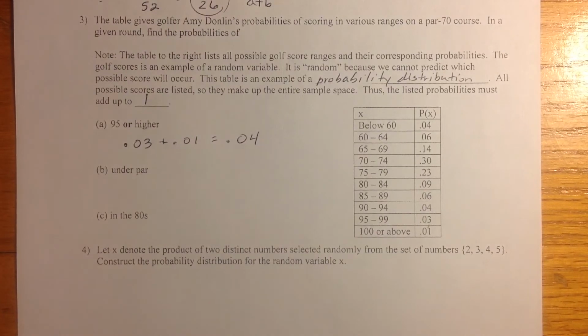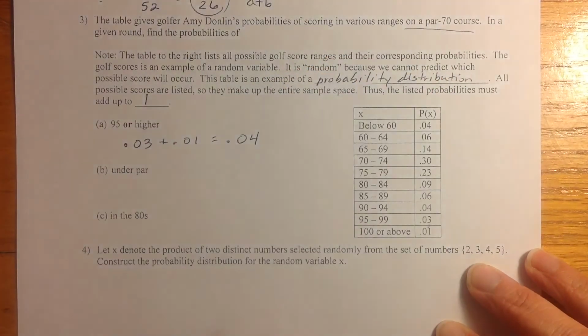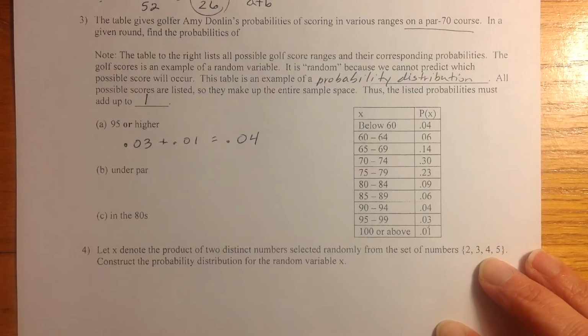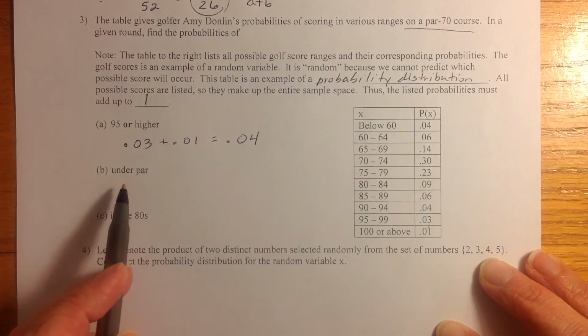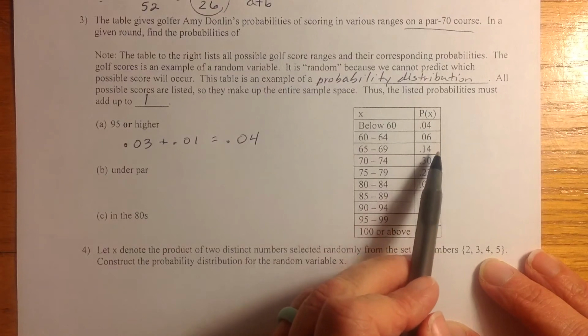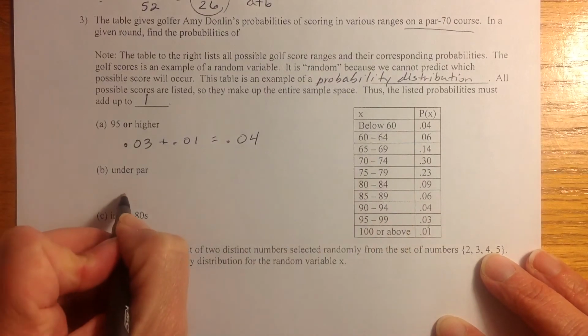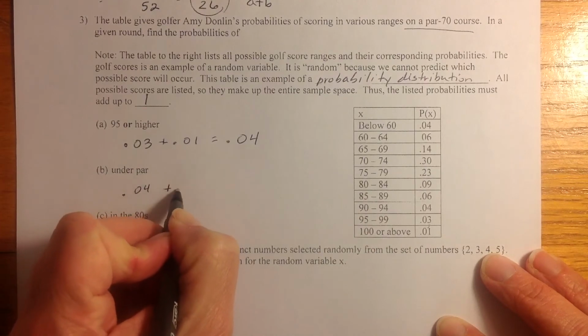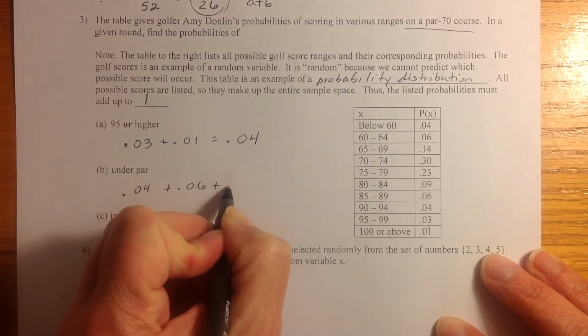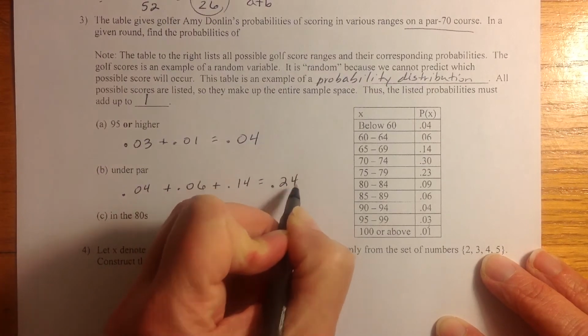Well, what's the probability that she'll be under par? Remember they told you up here par is 70, so we want a score under 70. So we're going to look at all of those probabilities that lie with a score less than 70. So we get to take 0.04 plus 0.06 plus 0.14, and we get an answer of 0.24.